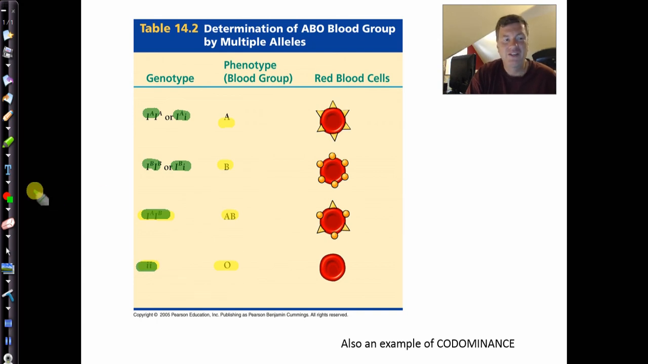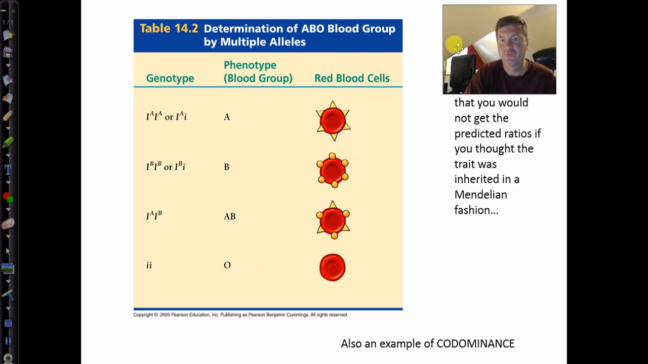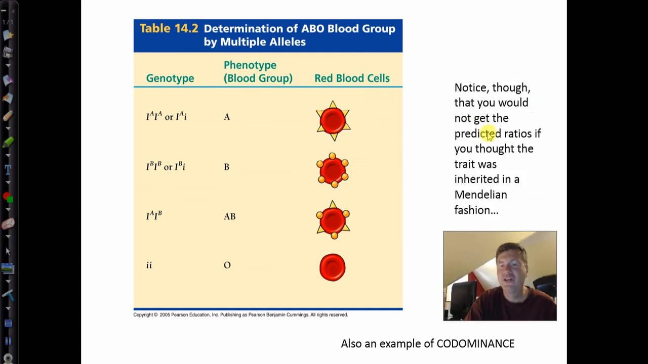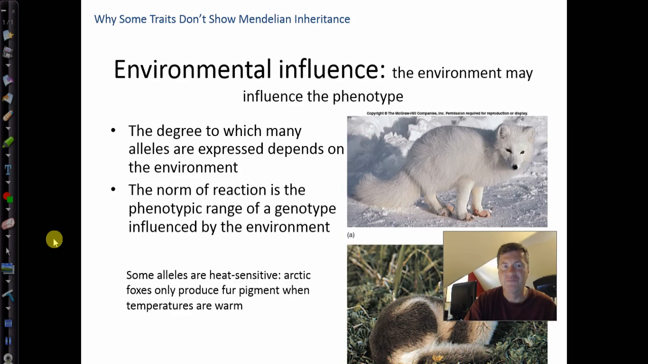Once again, Mendel would not have understood this. He would not have understood why he was getting this many, because he had a system where you only had 2 alleles per gene, and here you have more than 2. You have 3 in this case. So, once again, same message. You don't get predicted ratios. This is an example of a different kind of inheritance than Mendel understood. Okay, here we go. Keep going.